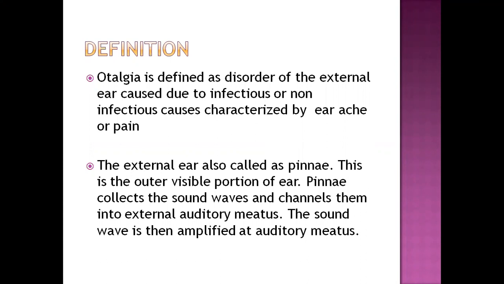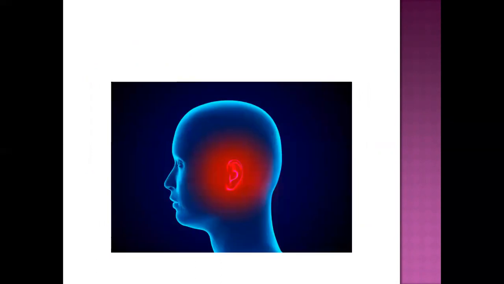The external part of the ear is called the pinna, which is the outer visible part of the ear. Through the pinna, the sound waves are channelized towards the middle ear and then the inner ear. The space or cavity through which sound waves travel is called the auditory meatus. It is also called the external auditory canal or external auditory meatus. This is about otalgia, where there is perception of ache in the outer part of the ear.